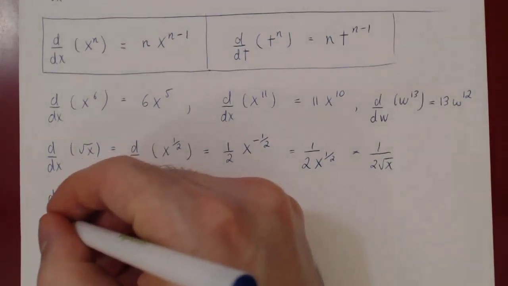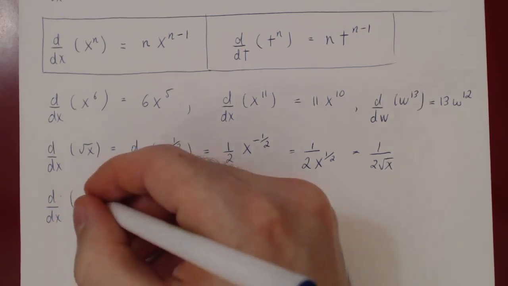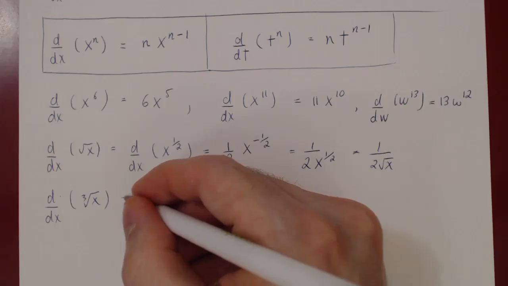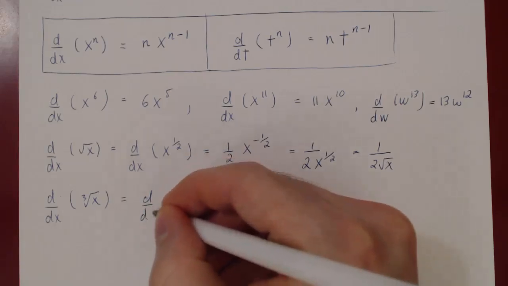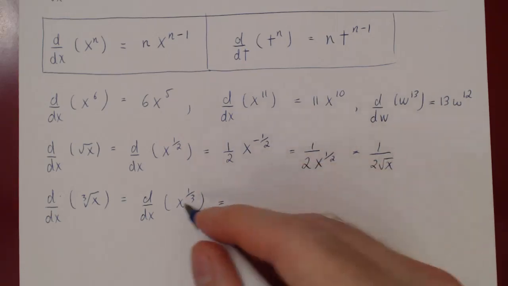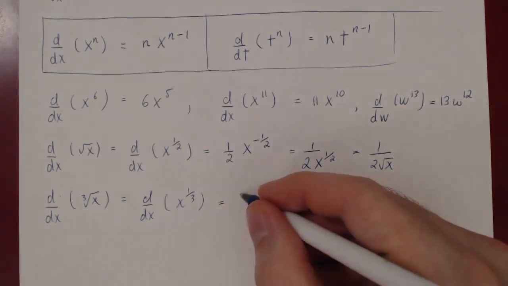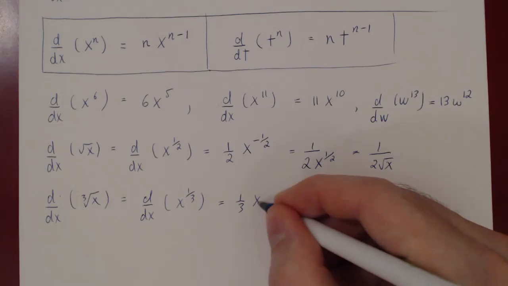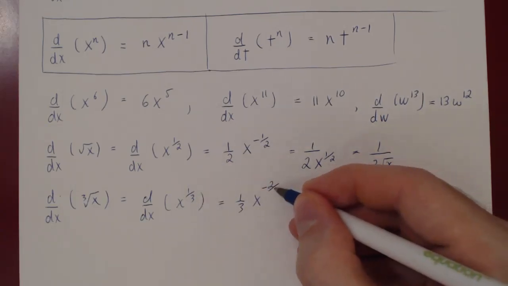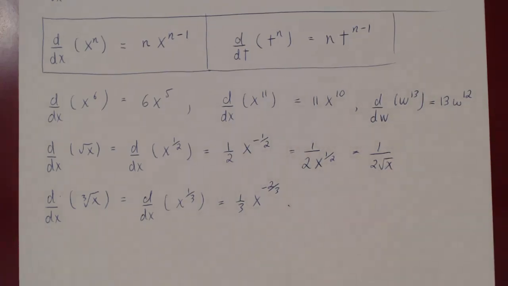What about the derivative with respect to x of the cube root of x? Same thing. Rewrite the cube root as an exponent of a third. Once again, we have x to a fixed power, so we bring the power down, subtract 1 from a third, and you get negative 2/3. And that's the derivative of the cube root of x.